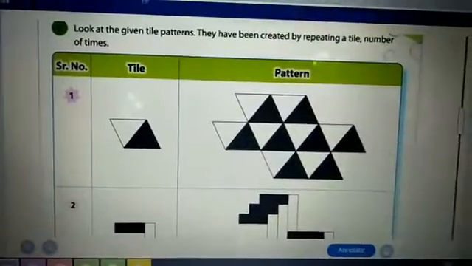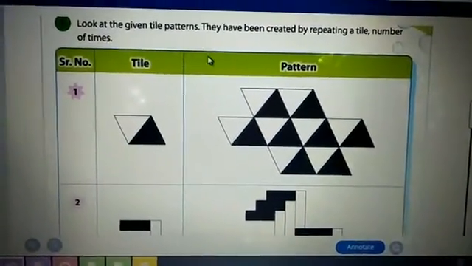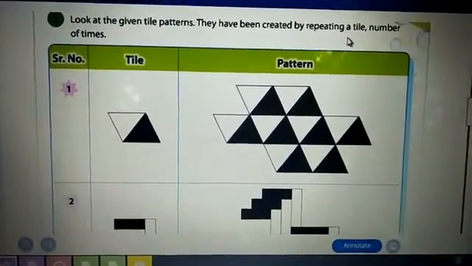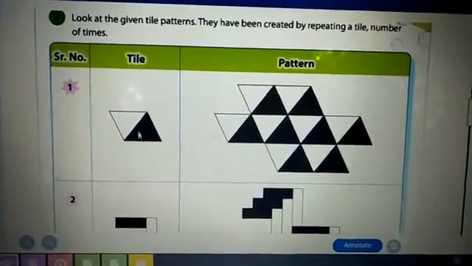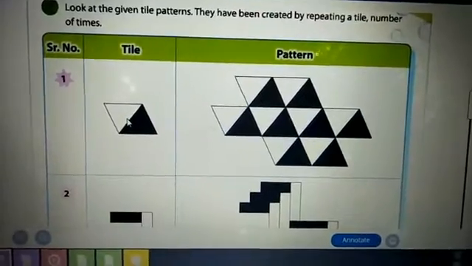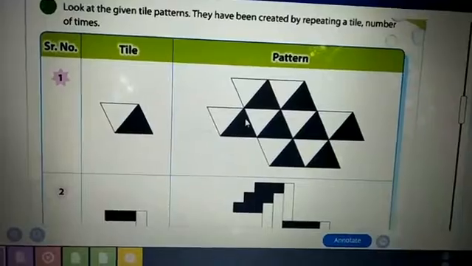First heading is: look at the given tile patterns. They have been created by repeating a tile a number of times. The first one, this is our tile pattern. This is our tile, children. Using this tile, we have made this pattern.